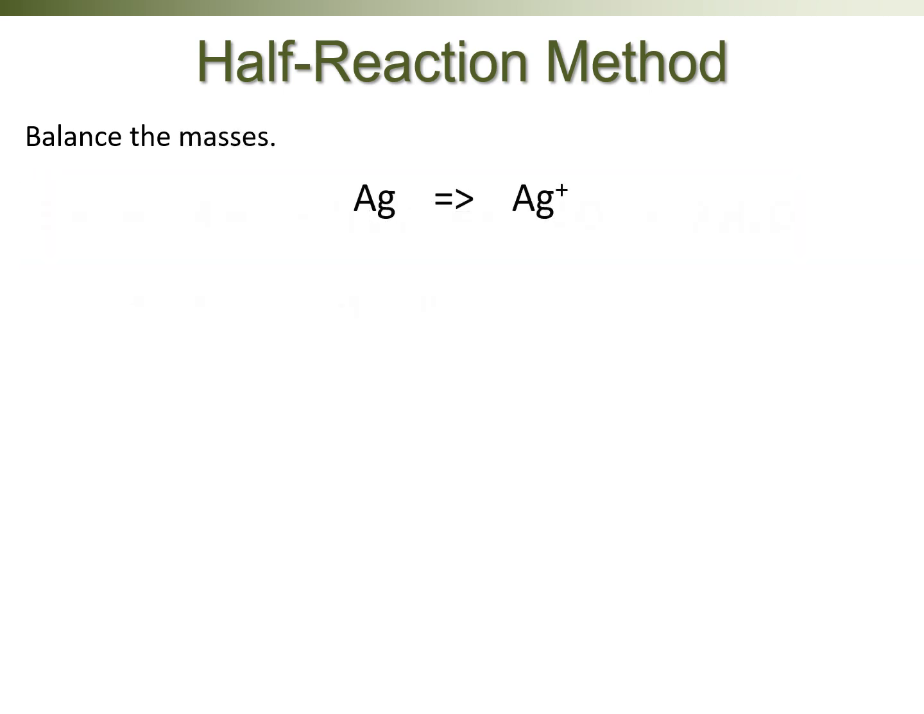All right, so the first thing we need to do is balance the masses. Make sure that we have the same number of elements on each side of the transformation arrow, and that's actually pretty simple. 1 silver on the left, 1 on the right. All right, now let's move on and balance the charges.